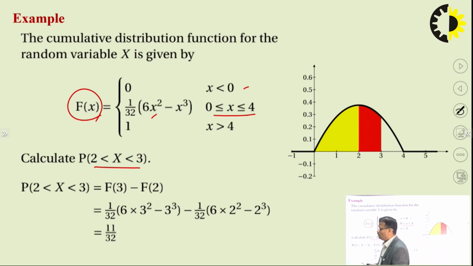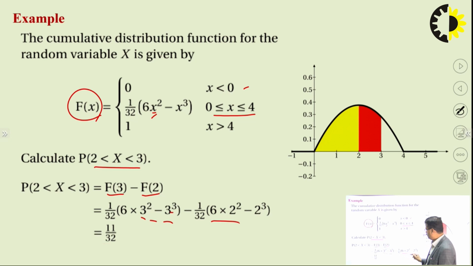CDF means you are adding up your probabilities. In this question you can calculate from 2 to 3 as the CDF value at 3 minus the CDF value at 2. For the CDF value at 3, you have to put x is equal to 3 here, and for F of 2, you have to put x is equal to 2.